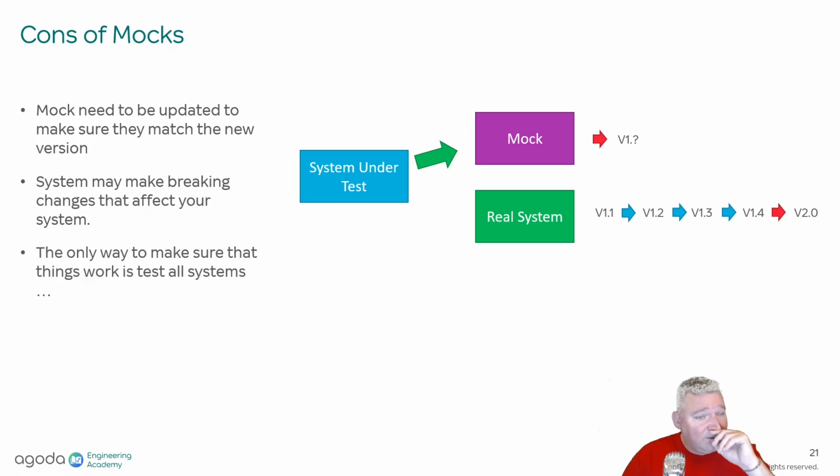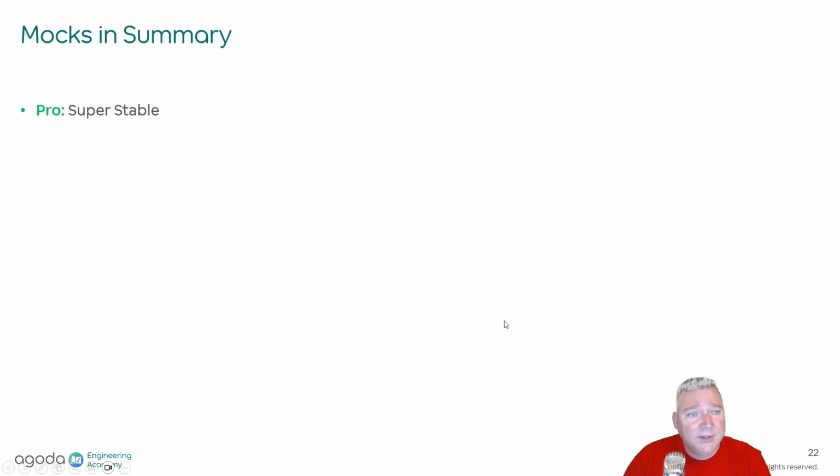But the only way to make sure that things work end-to-end, though, is to test all systems. So I'm not averse to end-to-end testing. I think it's a necessary thing. We just need to work out a better way to do it. So mocks, in summary, mocks are super stable. Like if you're using something that is a pure HTTP mock, it is so dumb and has so few moving parts that it is super stable.